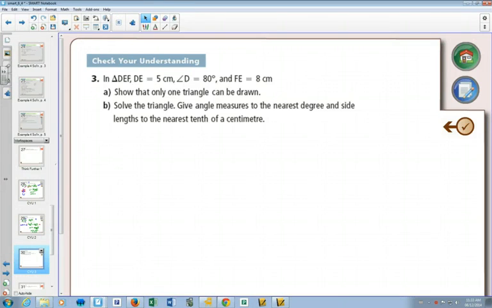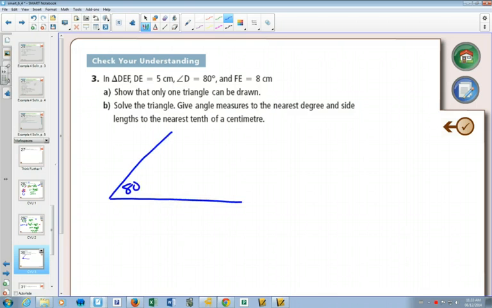So here we've got a question that's similar to the question that we started with when we did those 3 examples. So what we're going to do is I always find it easiest to draw the angle, just because that's what we did the first time. We drew the angle here, 80 degrees. That's angle D.